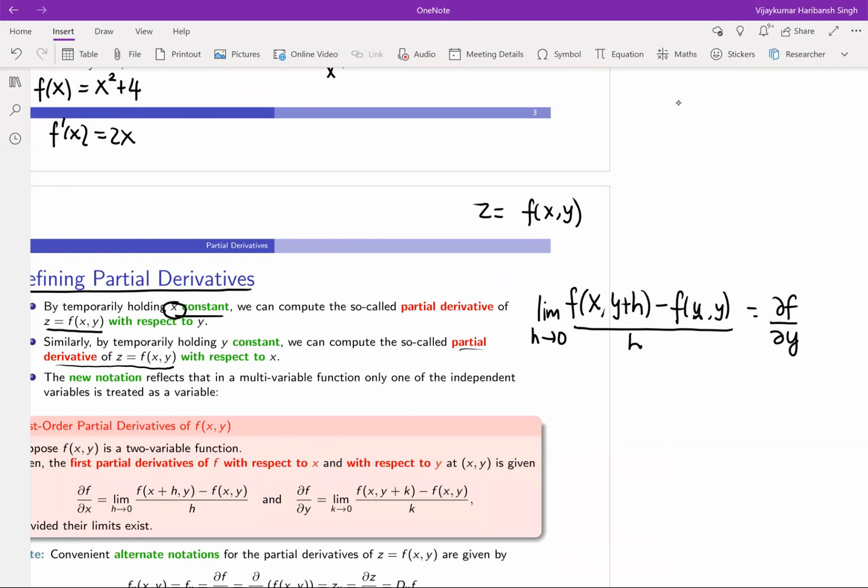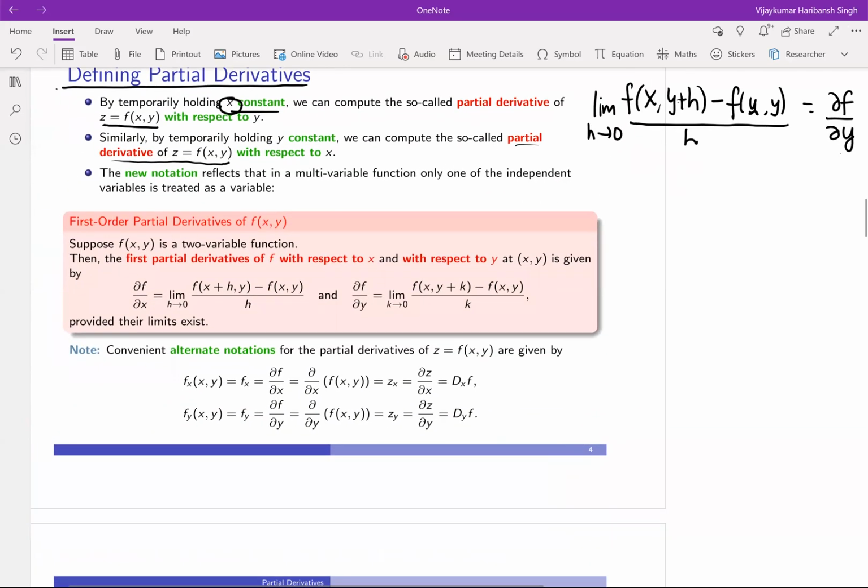It's very similar to what you recall in a function of one variable, where f prime of x, which was dy by dx, is f of x plus h minus f of x over h, limit as h goes to 0. So a similar setup here, but here you're treating x as a constant, so you get the partial derivative of f with respect to y. This is how you read it: partial derivative of f with respect to y.